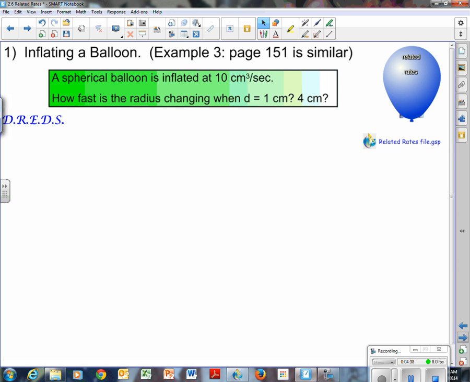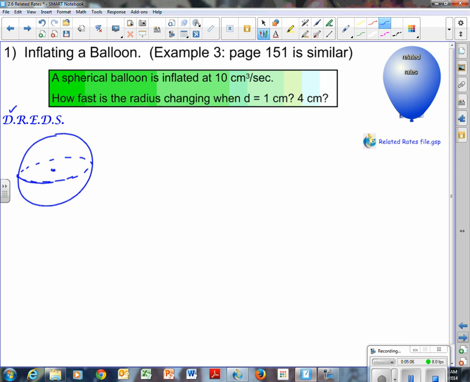So we talked about inflating a balloon, and our spherical balloon is inflated at a rate of 10 cubic centimeters per second. How fast was the radius changing when the diameter was 1 centimeter, 2 centimeters, and 4 centimeters? Okay, so let's just kind of follow our pattern. We said let's make a diagram. Well, we've got a sphere, so do your best sphere that you can.